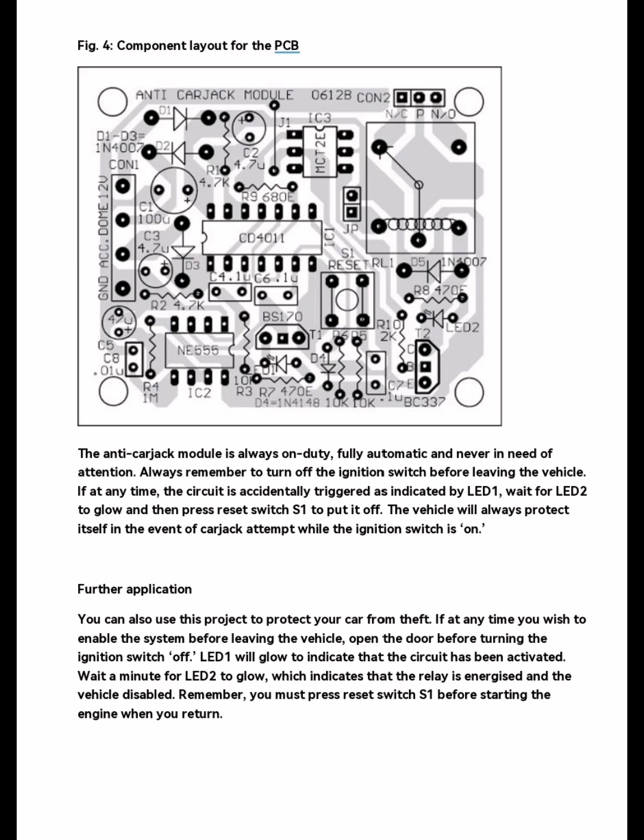Further application. You can also use this project to protect your car from theft. If at any time you wish to enable the system before leaving the vehicle, open the door before turning the ignition switch off. LED 1 will glow to indicate that the circuit has been activated. Wait a minute for LED 2 to glow, which indicates that the relay is energized and the vehicle disabled. Remember, you must press reset switch S1 before starting the engine when you return.